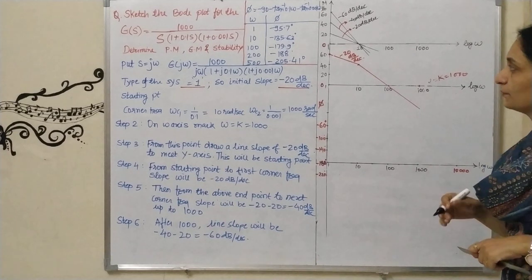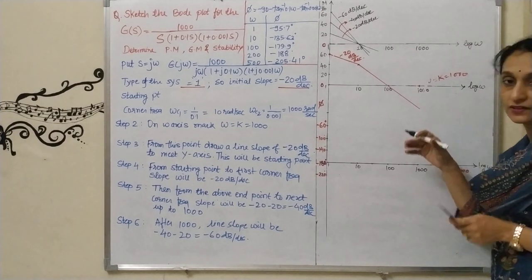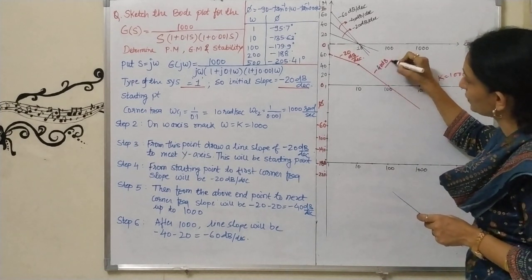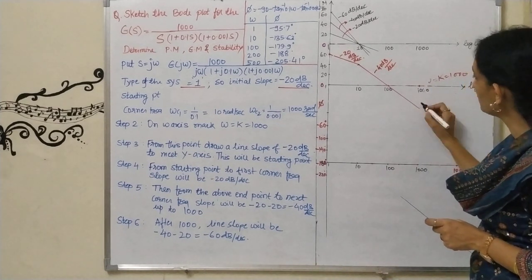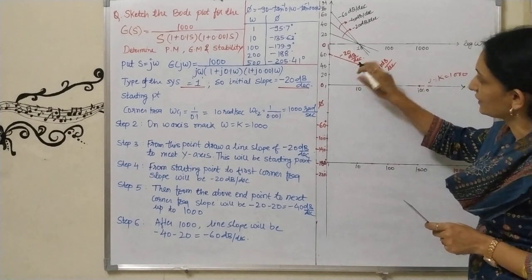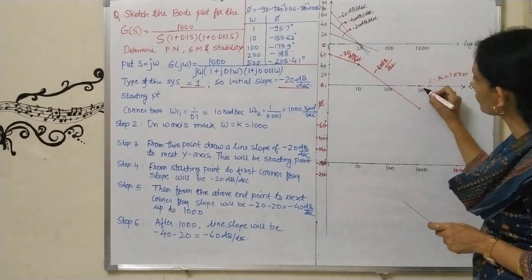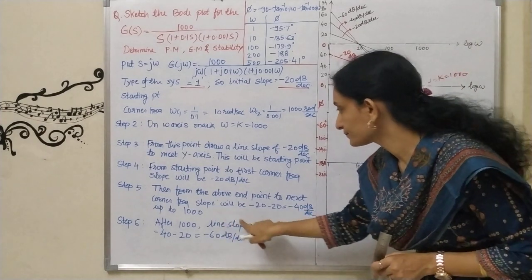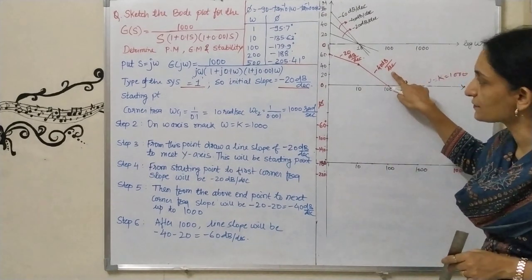When you draw magnitude and phase plot on semi-log paper, it will be easy for you to check whether the line is having the line slope of minus 40 dB per decade or not. Okay, so I have drawn the line with a line slope of minus 40 dB per decade. Look at this. I have started with this point, then this is up to next corner frequency, that is 1000.